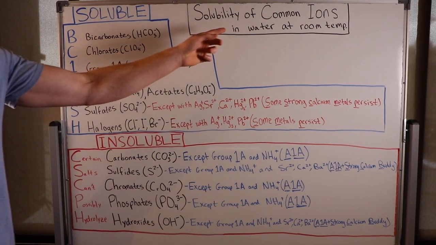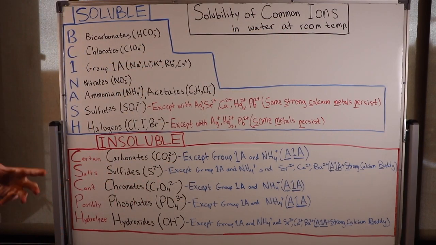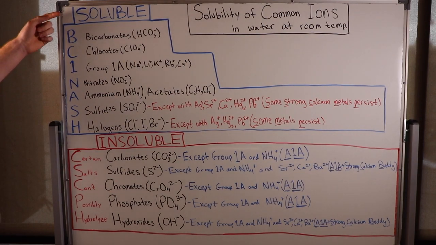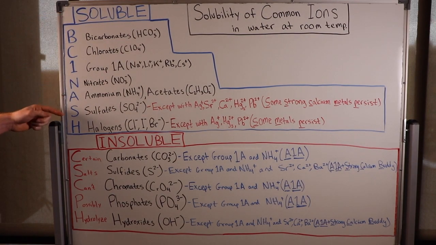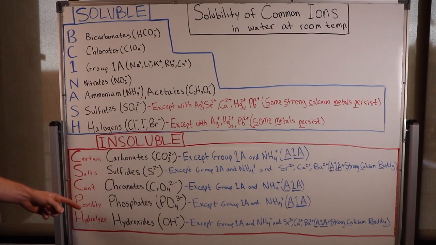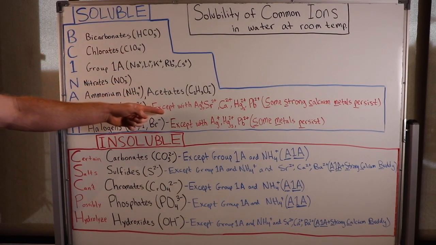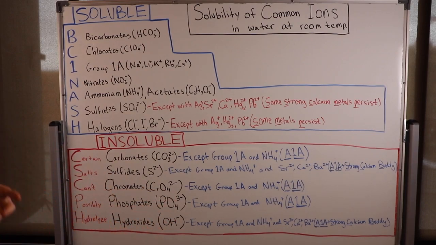This is going to be a chart for water at room temperature. In other words, we're putting these ions in water at room temperature and checking their solubility. If you change the temperature or the solvent, you're going to change the solubility. I've got the soluble ions up here in blue and the insoluble ions down here in red, with the exceptions up here in red and the exceptions down here in blue. So let's go through these.